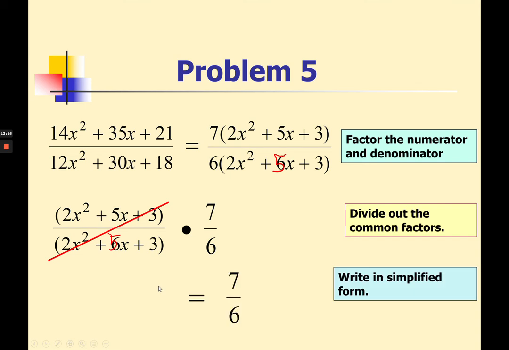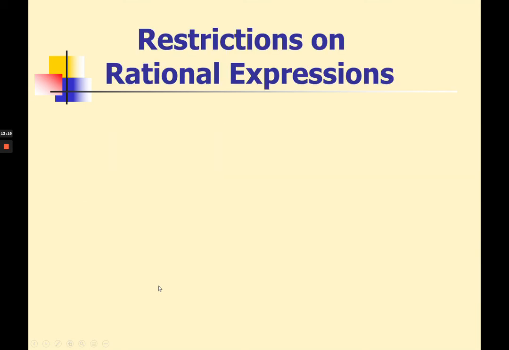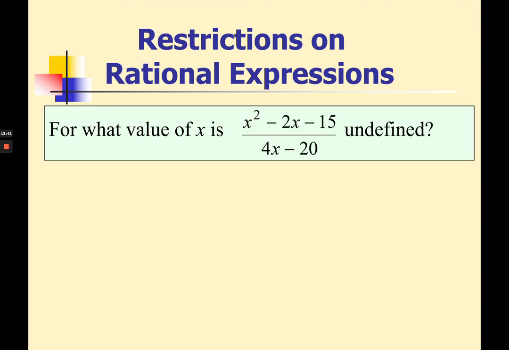Okay, now there are some cautions. There is a restriction on rational expressions. As I mentioned earlier, the denominator of a fraction cannot be 0. So if you have a variable, the x should not make the denominator become 0, because it becomes undefined. Let's say you have here an example: for what value of x is the rational expression x squared minus 2x minus 15 all over 4x minus 20 undefined?